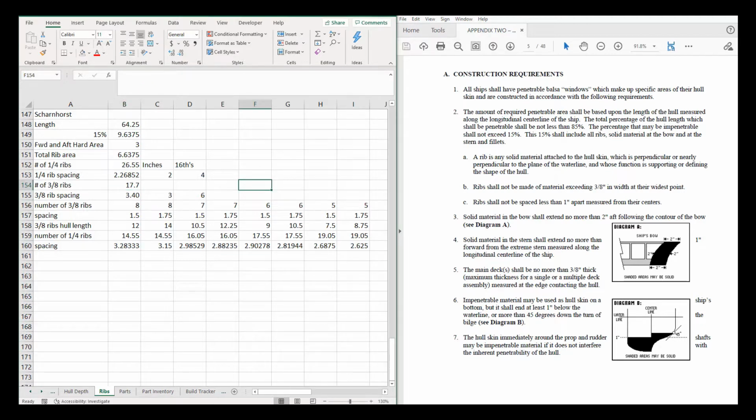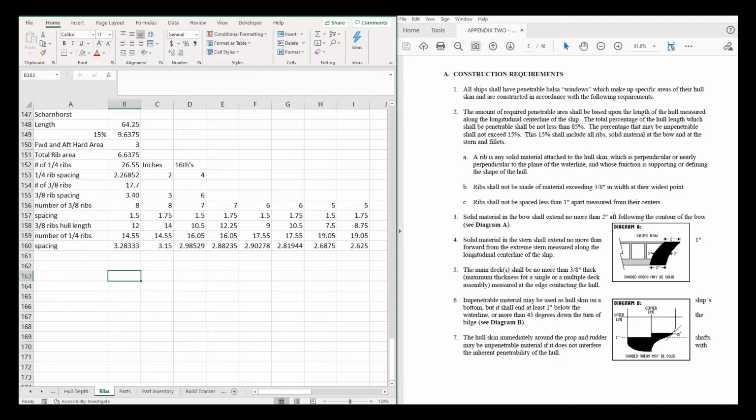So because this boat is so long, what I'm actually going to do is use a mix of 3/8 inch ribs and 1/4 inch ribs. So what I do in this section right here is calculate how many 3/8 inch ribs I can use, and then what spacing I want those ribs to be, and then use that as an input to figure out how many 1/4 inch ribs would be remaining, what their spacing would be.